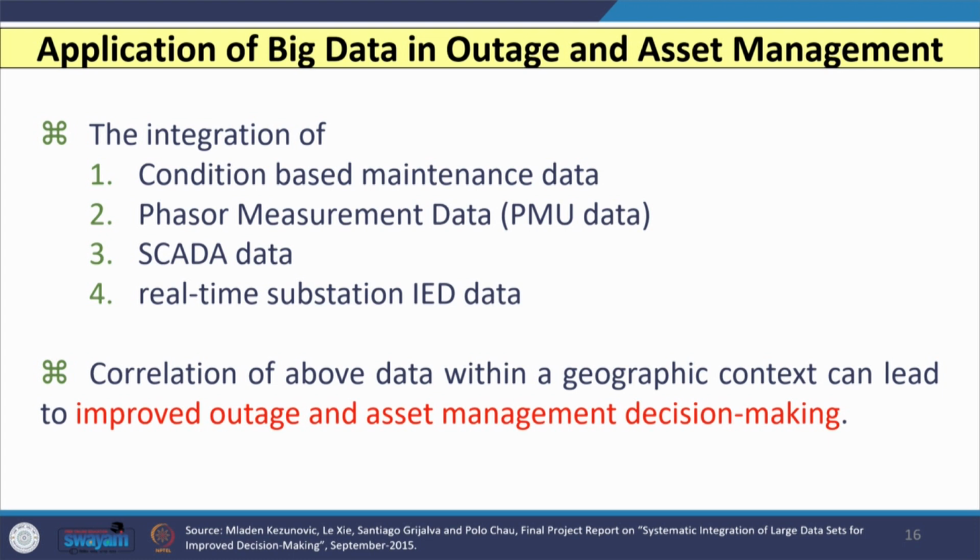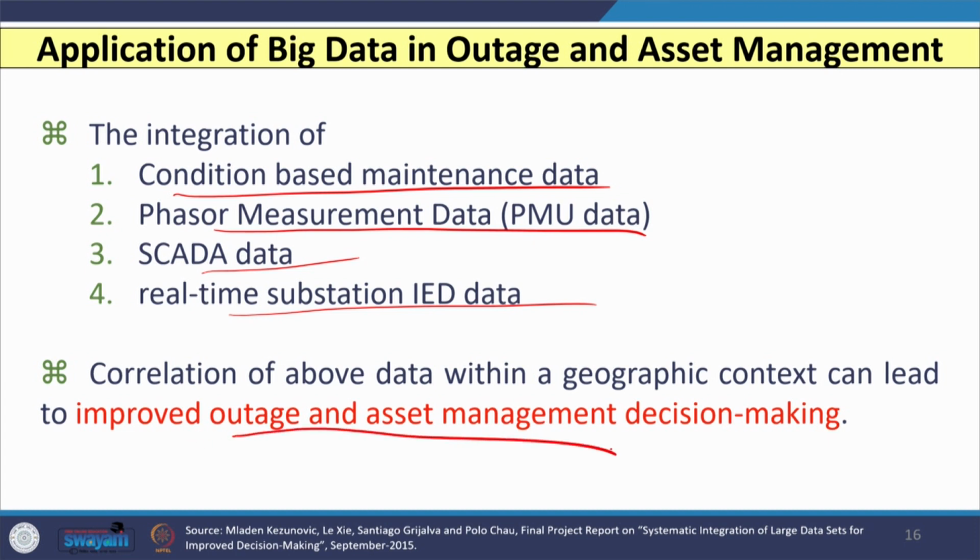So, here if we wish to apply big data in some application like outage or asset management, then we need to integrate the data available from maintenance. We need to have the data related to PMU, we have SCADA data, we have IED data, we need to integrate this data, and based on this correlation of the above data in geographical context, we will have a final decision related to the outage or asset management.